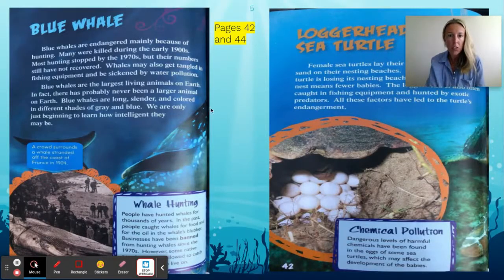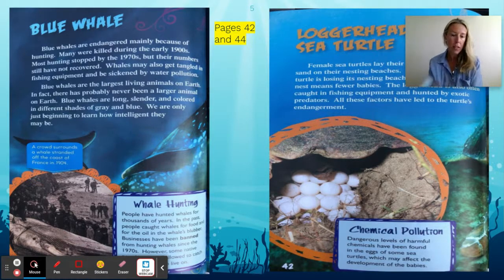Please turn to pages 42 and 44 in your book. Today we are going to work on comparing and contrasting the blue whale and the Loggerhead Sea Turtle. Let's start with the blue whale on page 44.